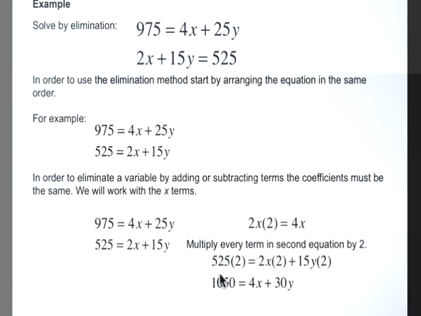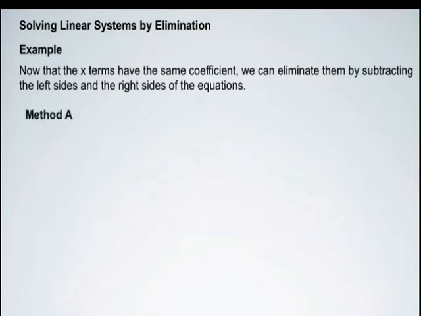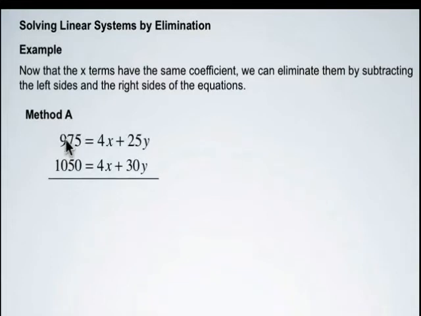So now we're going to replace this equation for this equation in our linear system. So we're going to use these 2 equations in order to solve by elimination. So now that the x terms have the same coefficient, we can eliminate them by subtracting the left sides and the right sides of the equations. So we're going to look at method A, and we're going to subtract these 2 equations. And when we do that, we can look at this as 975 minus 1050. And that's going to be the left side of our equation. The right side is going to be 4x plus 25y minus, and we have to use brackets here, 4x plus 30y. So now we're subtracting the left sides of the equations, and we're subtracting the right sides of the equations.